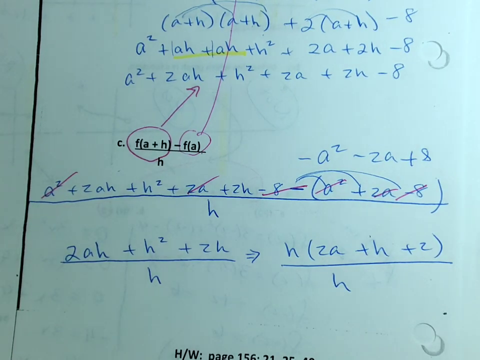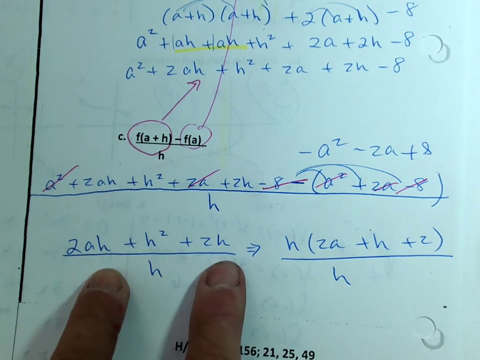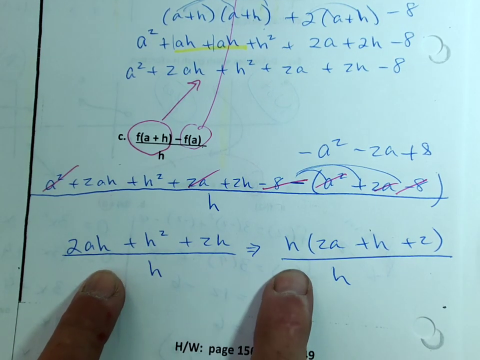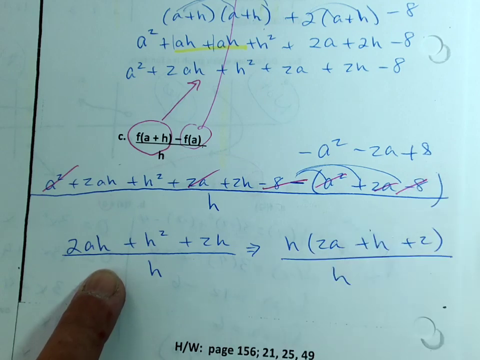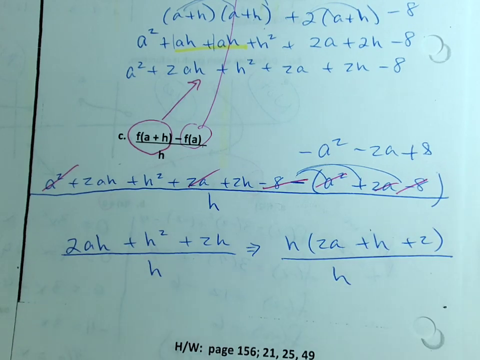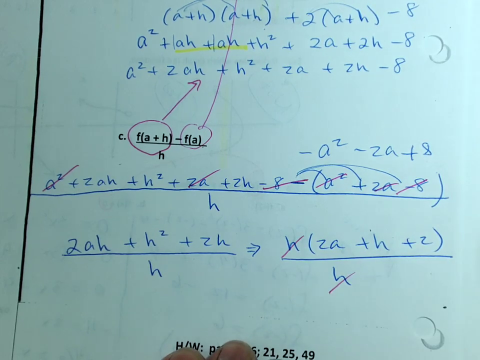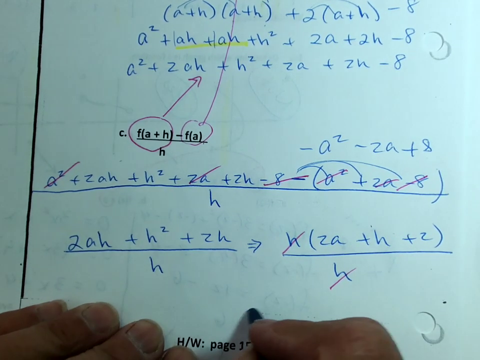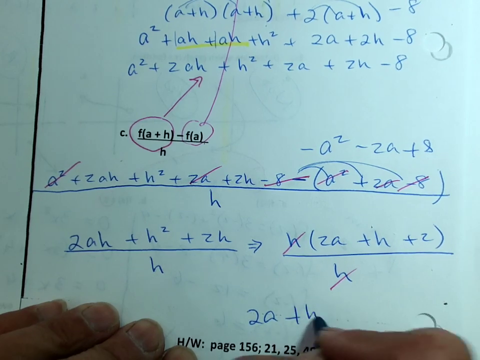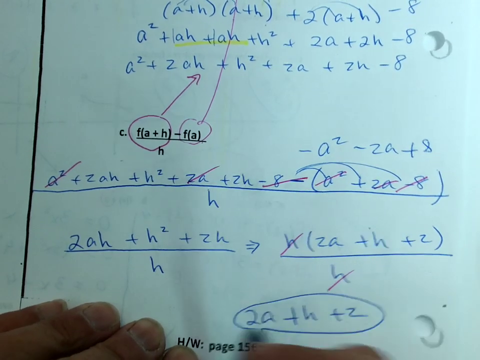We're just going to cancel an H. But it's easier to see if you factor out an H. So I common factored out an H. And this H cancels with this H. And what are you left with? You're left with an answer: 2A plus H plus 2.